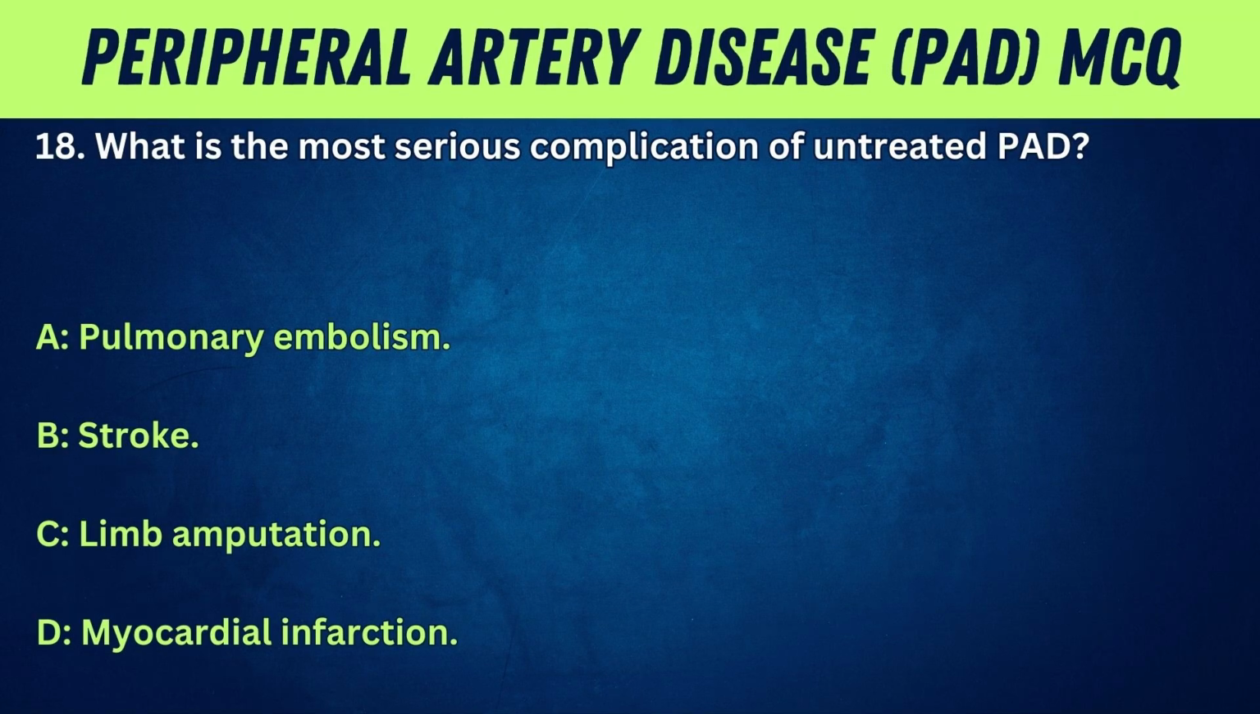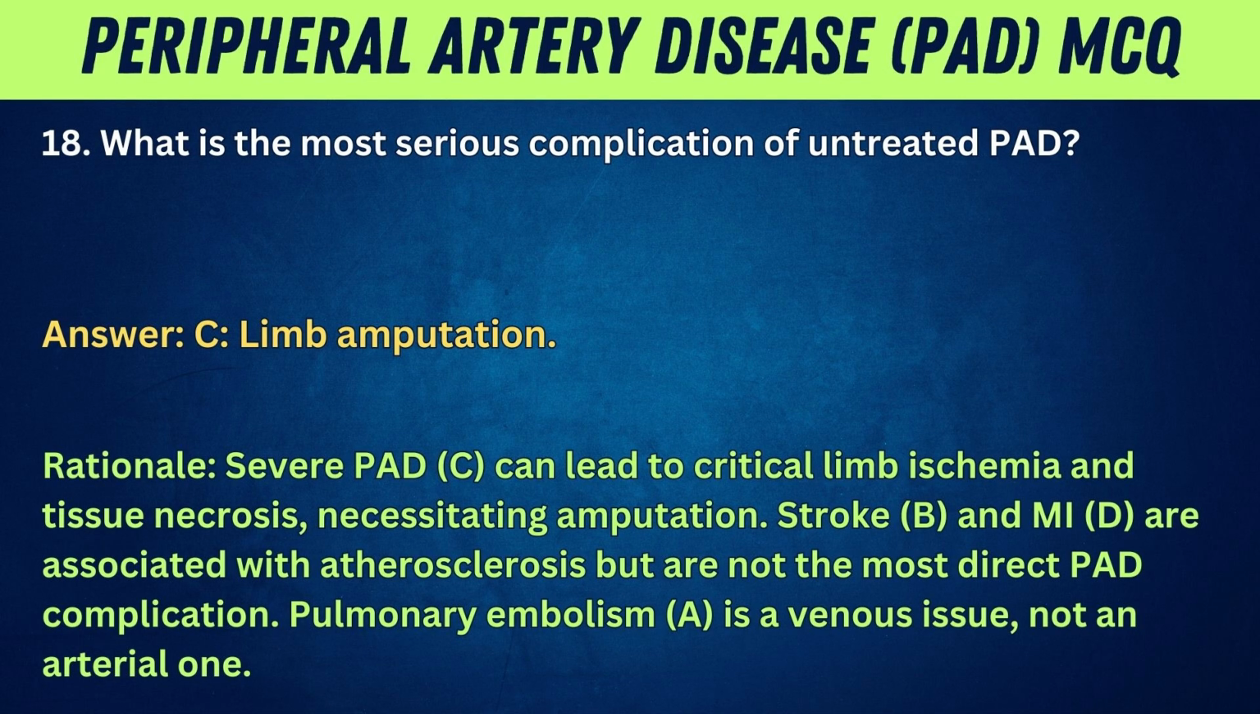18. What is the most serious complication of untreated PAD? A. Pulmonary embolism. B. Stroke. C. Limb amputation. D. Myocardial infarction. Answer: C. Limb amputation. Rationale: Severe PAD, C, can lead to critical limb ischemia and tissue necrosis, necessitating amputation. Stroke, B, and MI, D, are associated with atherosclerosis, but are not the most direct PAD complication. Pulmonary embolism, A, is a venous issue, not an arterial one.